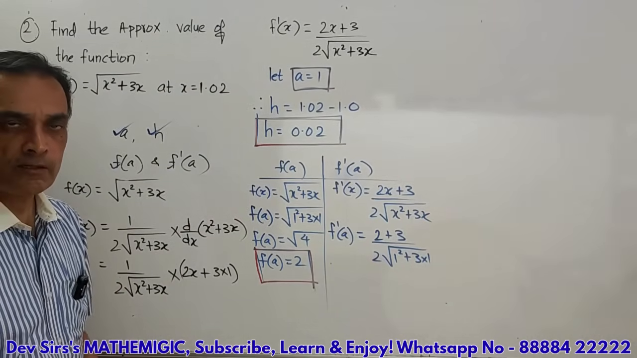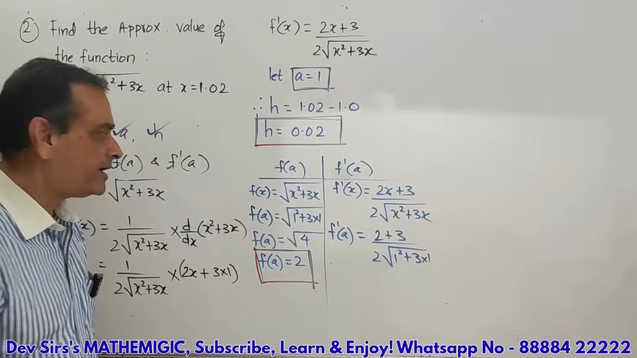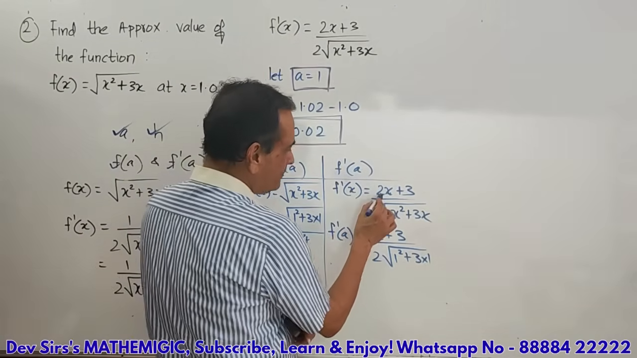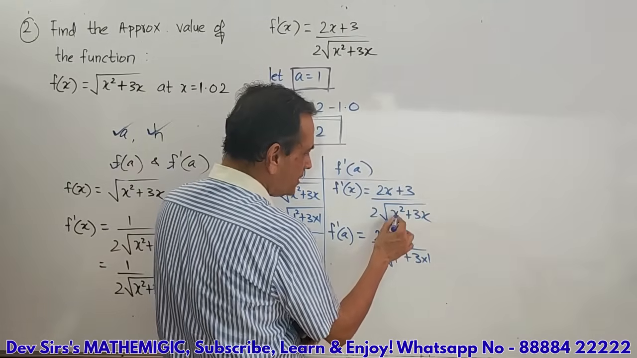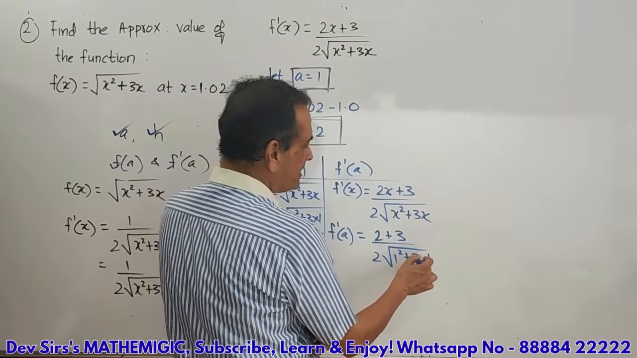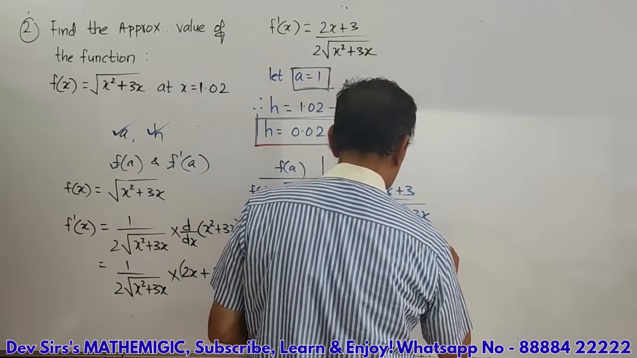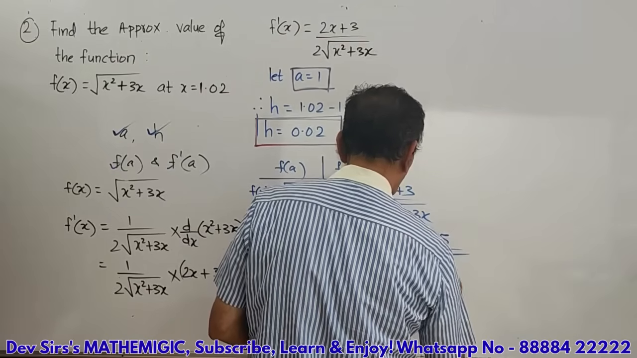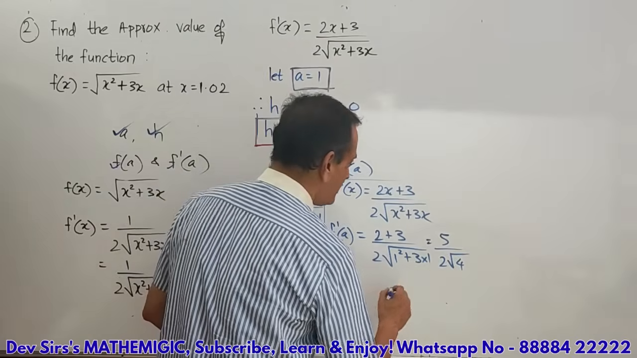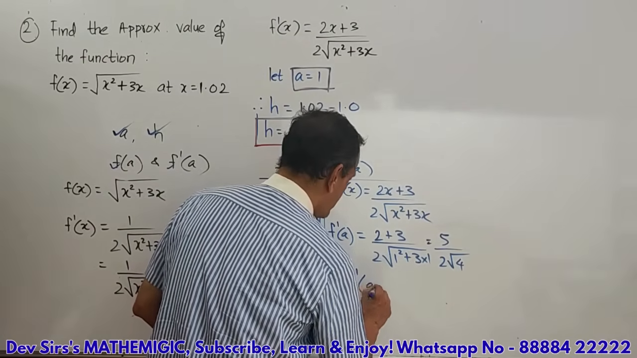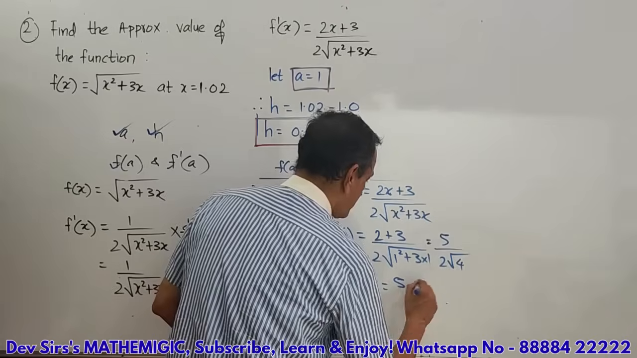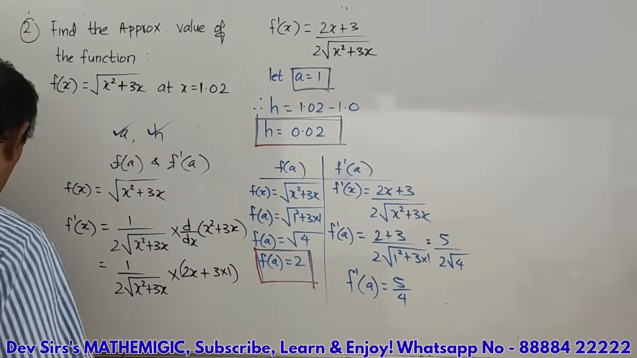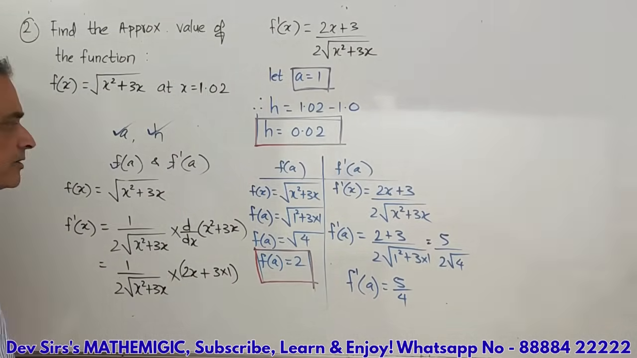Why did we do this? That is the only way you can increase speed, where sometimes you don't have shortcuts. Put x equal to a. a is 1, 2 into 1 is 2, here again 1, 3 into 1 is 3, plus 1, 4. That is 5 upon 2 into square root of 4. Square root of 4 is again 2. So f dash a is 5 upon 2 into 2, that is 5 by 4. Right? So these are your own shortcuts.